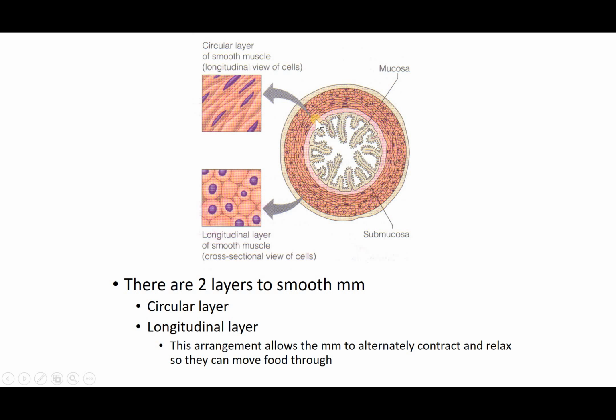And in a way, the circular and the longitudinal contract alternately. So one goes clockwise, the other goes counterclockwise, and this kneading peristaltic contraction wave is what's going to move food through these tubes, move substances from point A to point B.